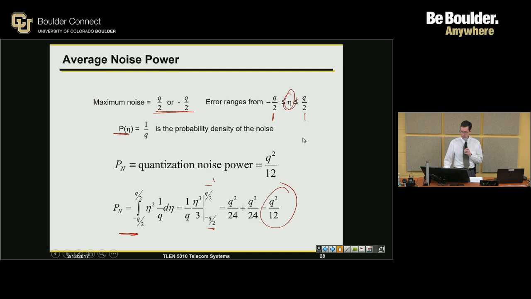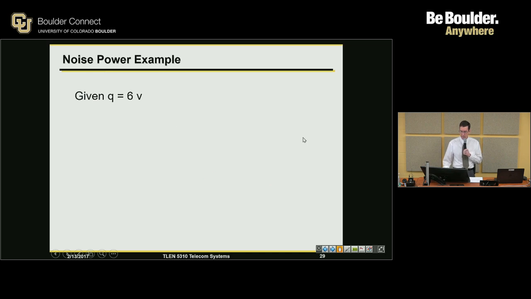So for an example, let's say we've got a Q that's 6 volts. So I've got my intervals on my scale, and the distance between the intervals happens to be 6.